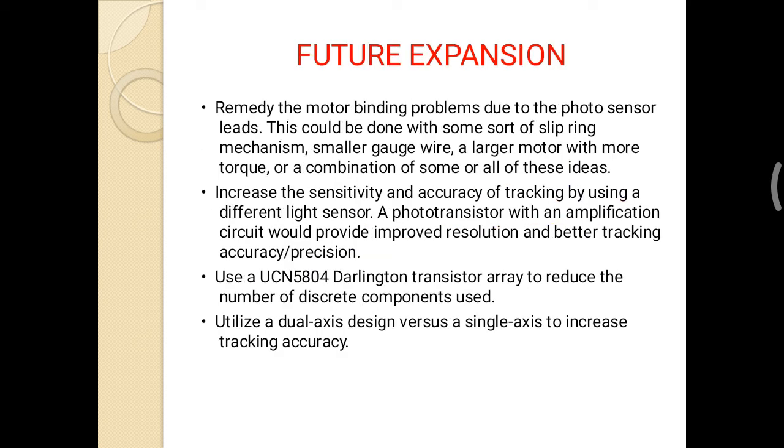Now, future expansion. Remedy the motor binding problems due to the photosensor leads. This could be done with some sort of slip ring mechanism, smaller gauge wire, and a larger motor with more torque, or a combination of some or all of these ideas. Increase the sensitivity and accuracy of tracking by using a different light sensor. A phototransistor with an amplification circuit would provide improved resolution and a better tracking system.